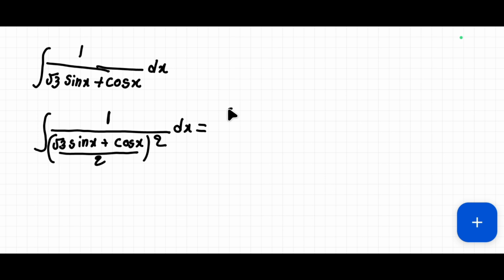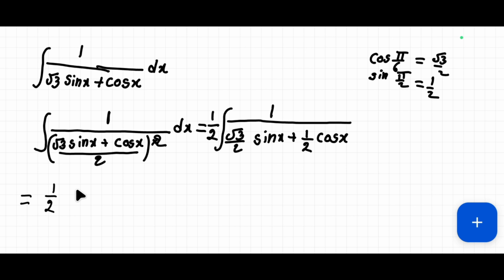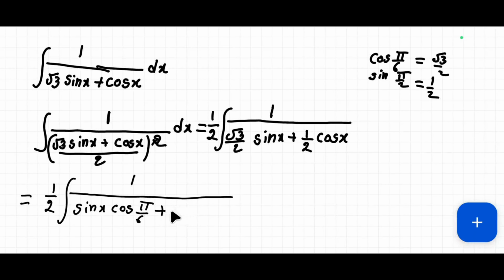That is equal to the integral of 1 by 2, taking 1 by 2 outside, 1 by root 3 by 2 sin x plus 1 by 2 cos x, dx. That is 1 by 2 integral of 1 by root 3 by 2 is cos pi by 6, sin x cos pi by 6 plus cos x sin pi by 6, where pi by 6 means sin 30, dx.